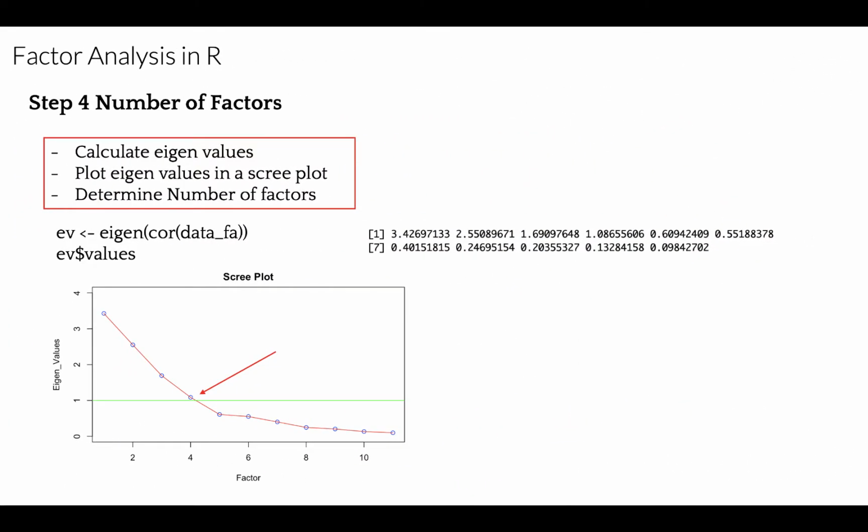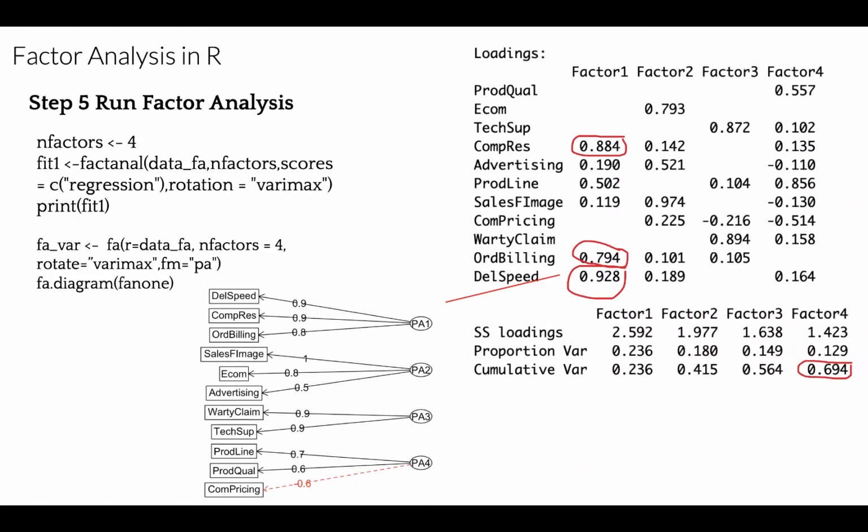Step 4. Determining the number of factors. One way to determine the number of factors or components is to examine the scree plot of eigenvalues. Based on the scree plot, let's use 4 factors to perform a factor analysis. And also let's use orthogonal rotation Varimax, because in orthogonal rotation, the rotated factors will remain uncorrelated.